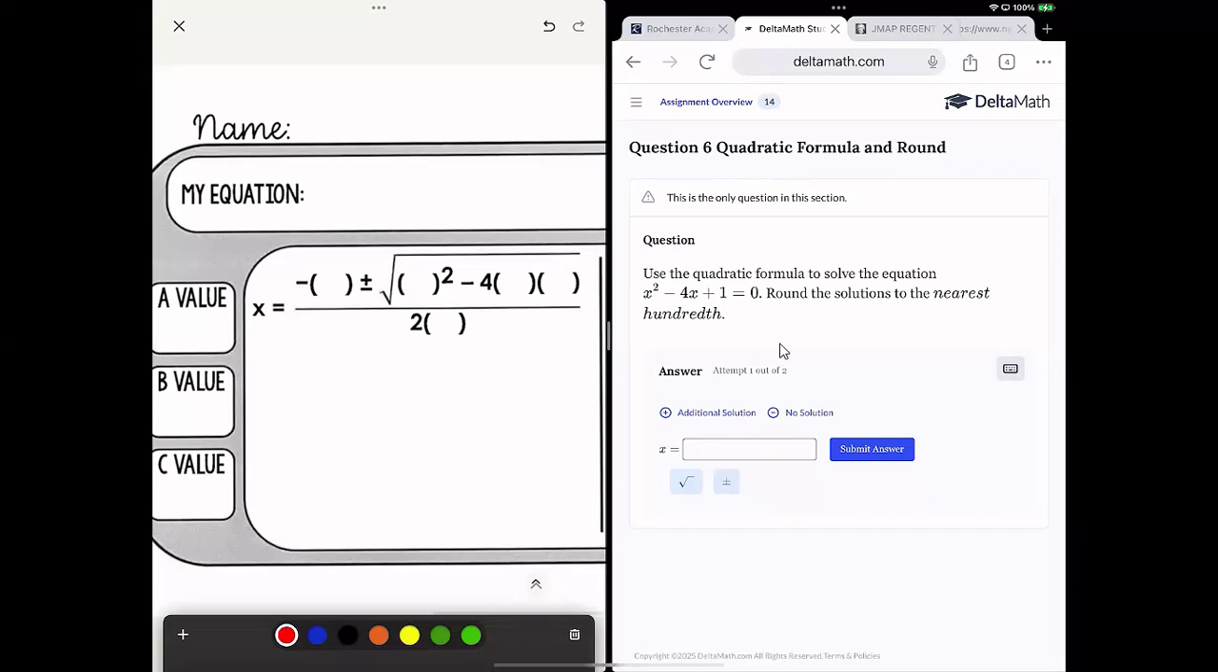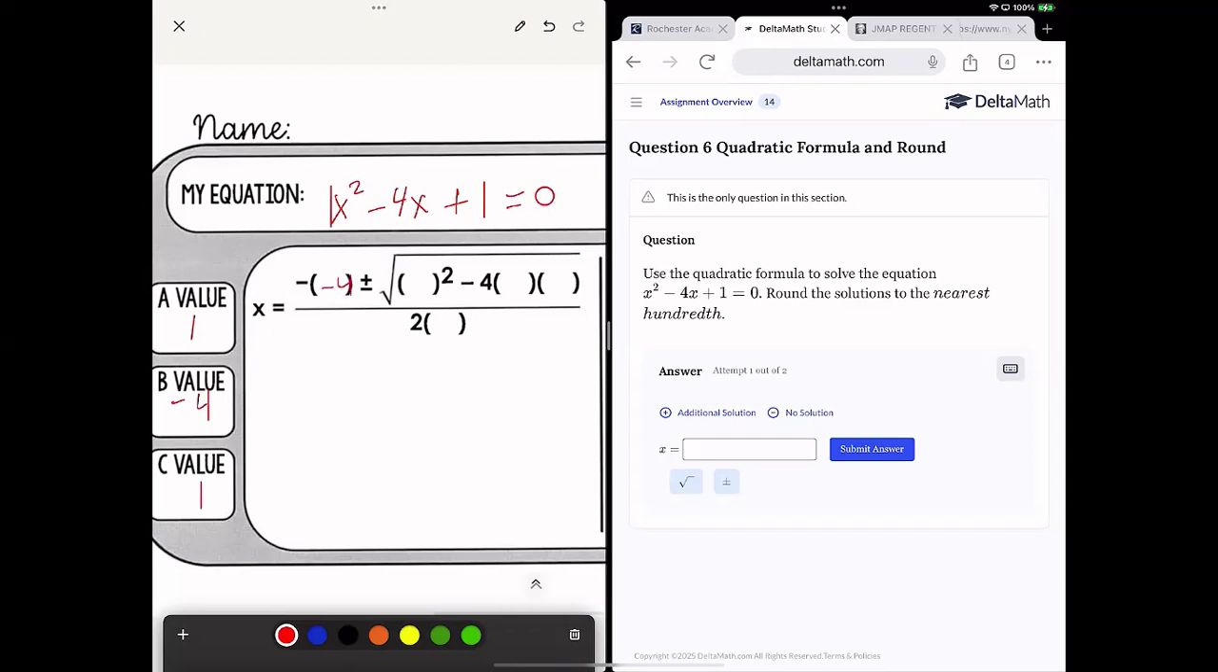It says they want us to use the quadratic formula. They've given us this quadratic equation, and they need us to round it to the nearest hundredth. So the first thing you should do is notice it's equal to 0. So we're just going to rewrite this. This is going to be 1x squared minus 4x plus 1 equals 0.